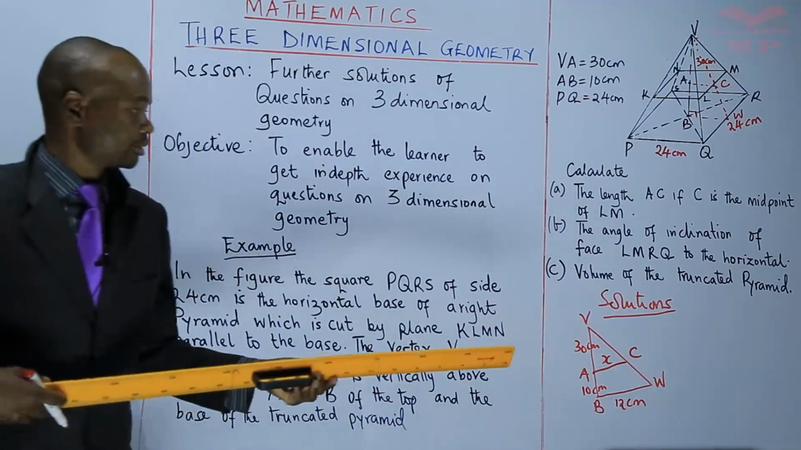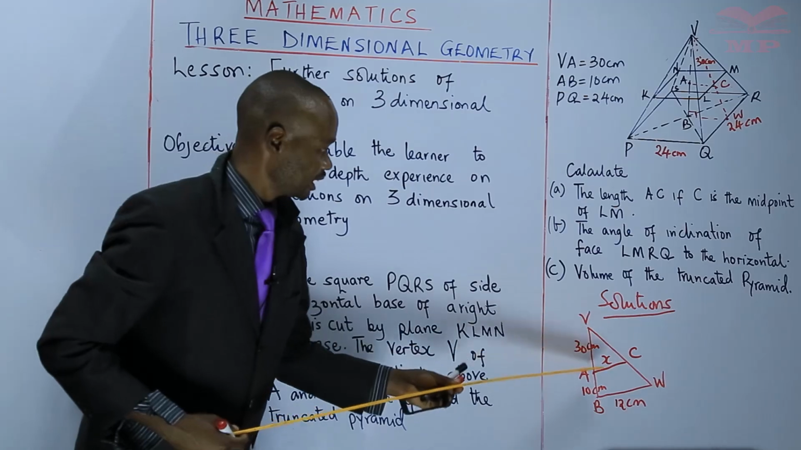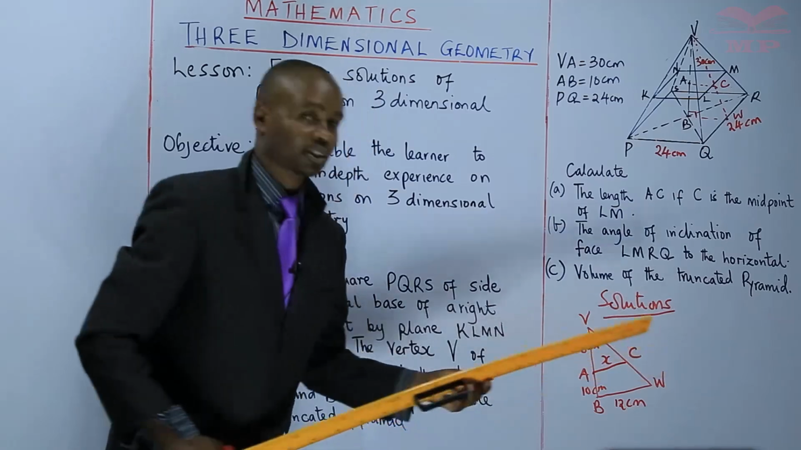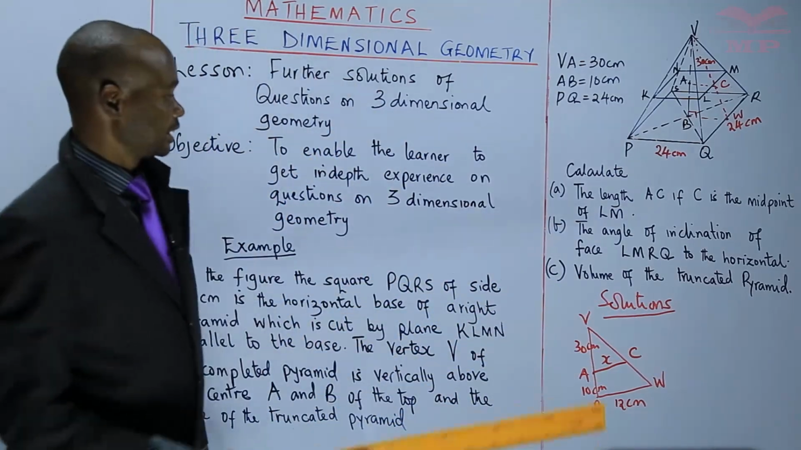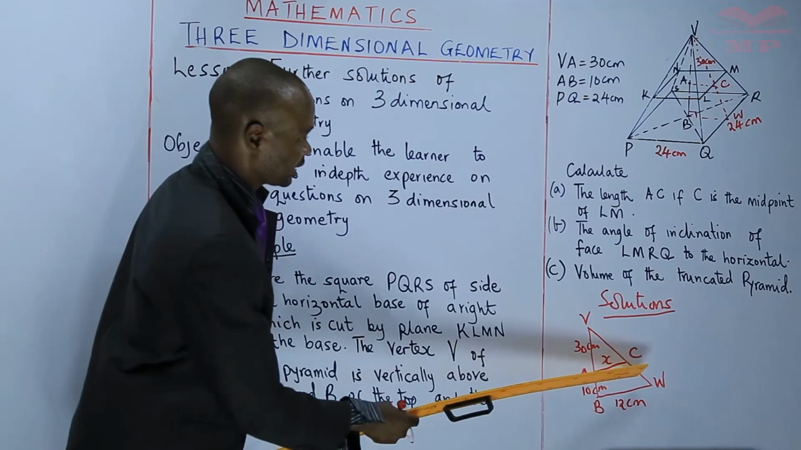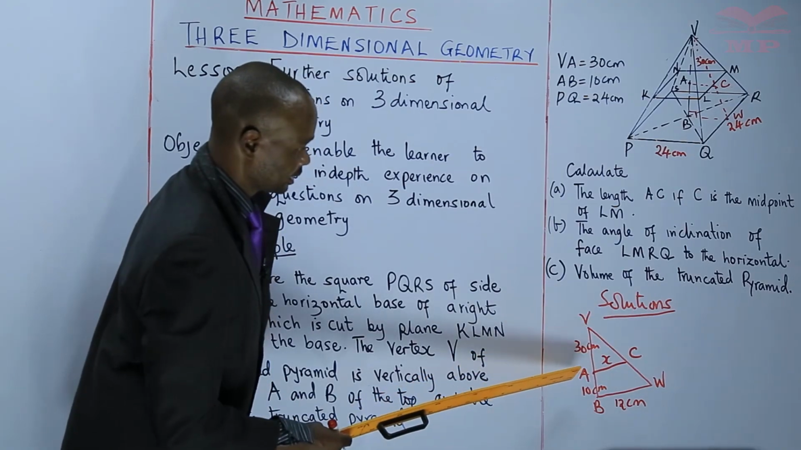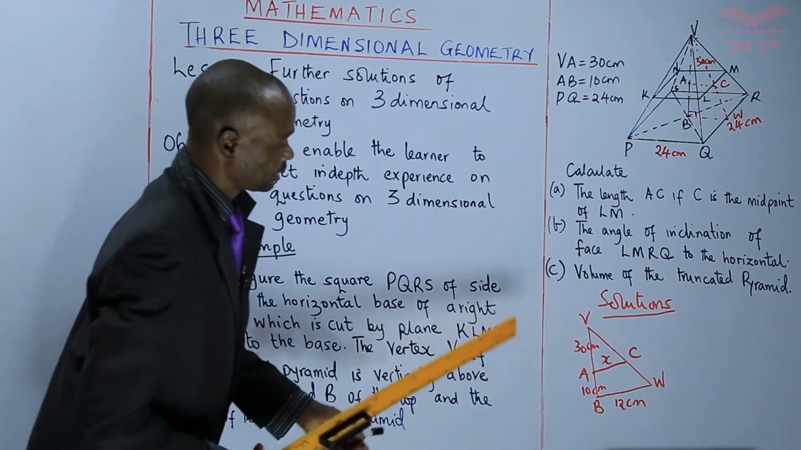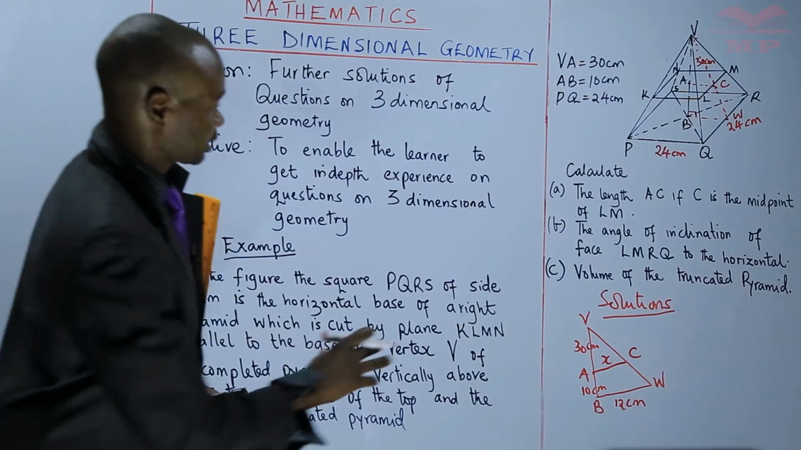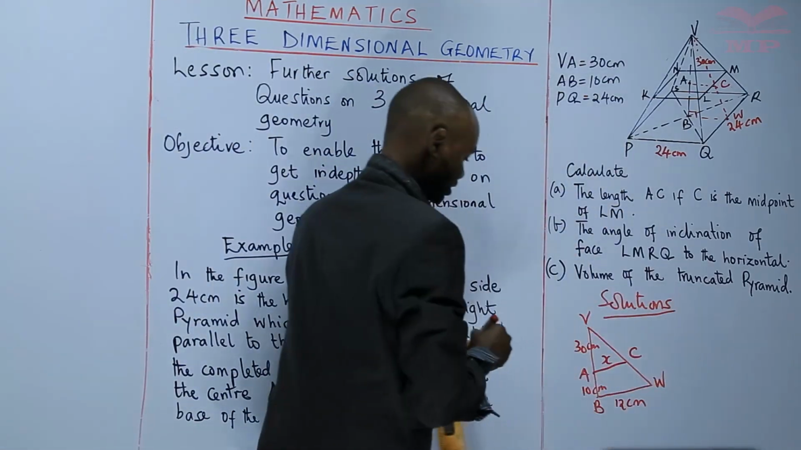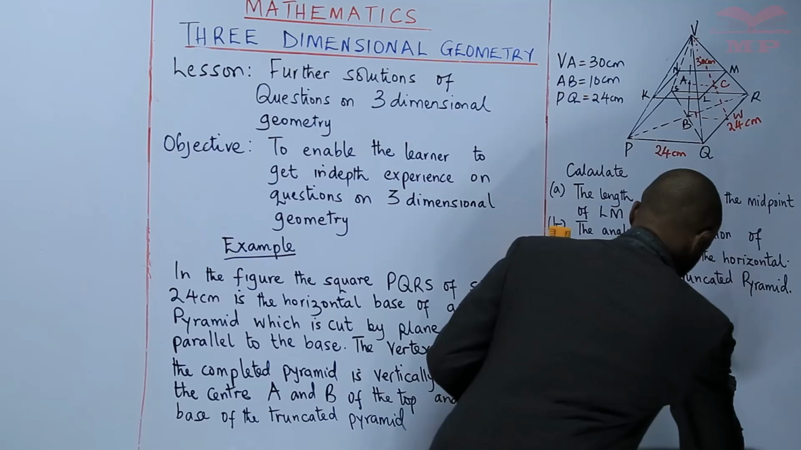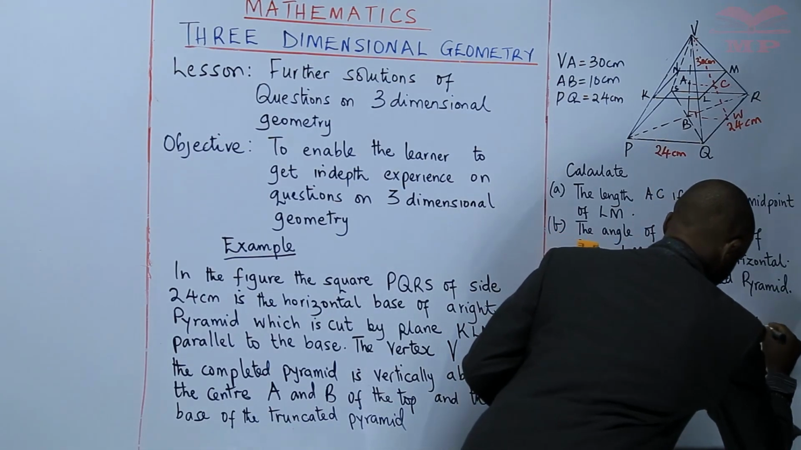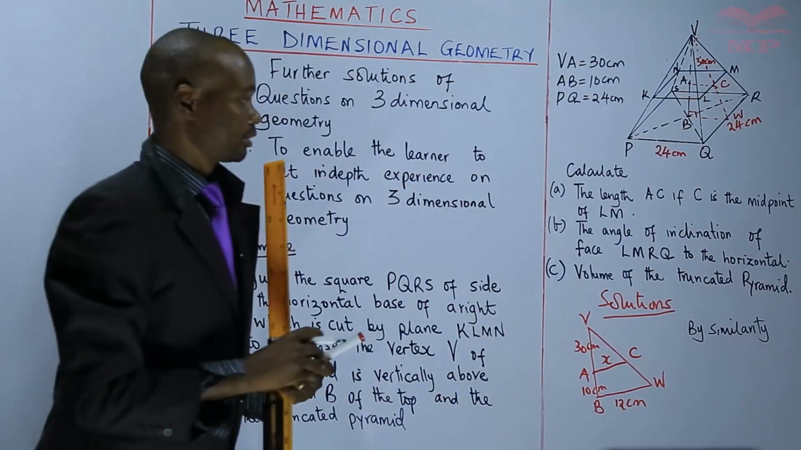So by similarity, triangle VAC is similar to triangle VBW because the corresponding angles are equal. This angle VWB is equal to VCA. And this apex is common to both the bigger triangle and the smaller triangle. So it will go by similarity. You'll come and say by similarity, similar triangles.